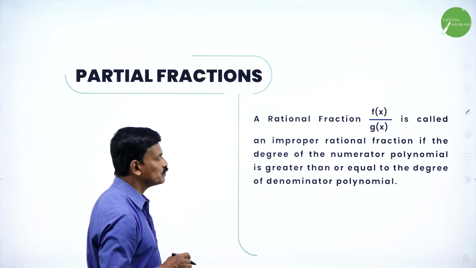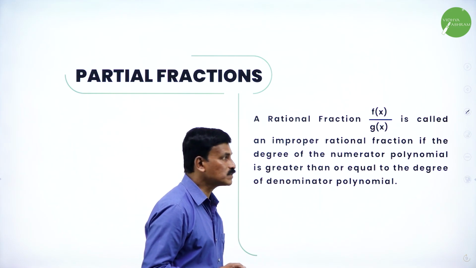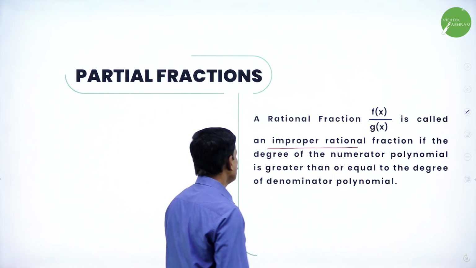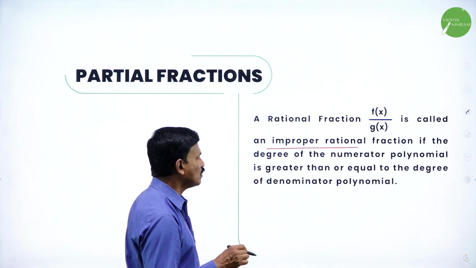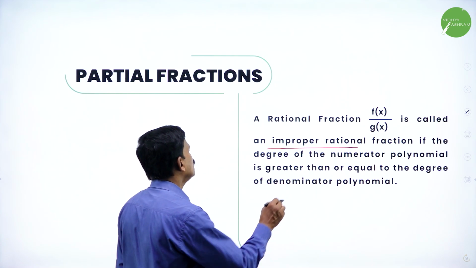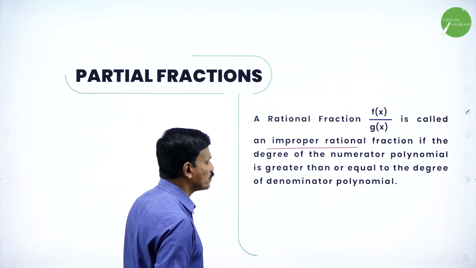Now, let us take the next one, improper. A rational fraction of the form f of x by g of x is called an improper rational fraction if and only if the degree of the numerator polynomial is greater than or equal to the degree of the denominator polynomial. Such functions are called improper fractions.